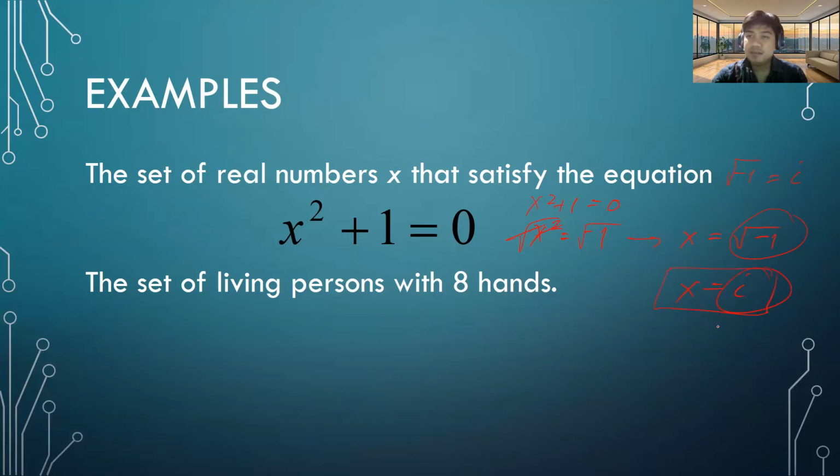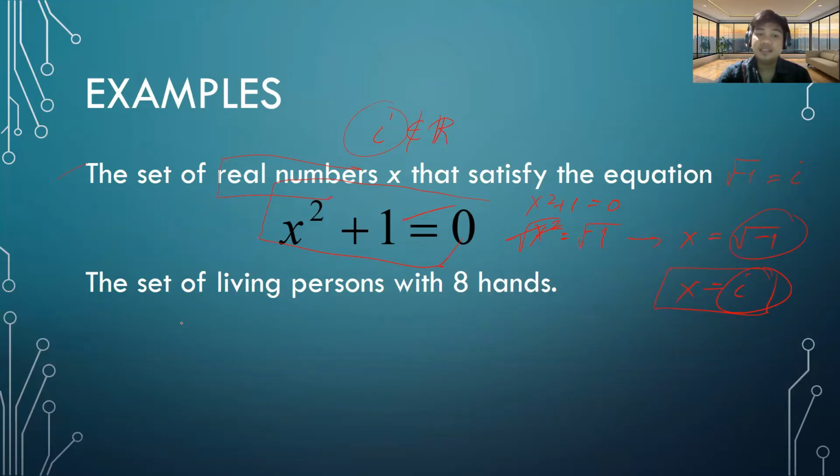So we know that the imaginary number is not an element of real numbers. So i is not an element of real numbers kasi this is an element of complex numbers kasi imaginary siya. So we know na sa equation na to, we cannot find any solution or any real number na magsasatisfy nito. Okay? Next, we have next example, set of living persons with 8 hands.